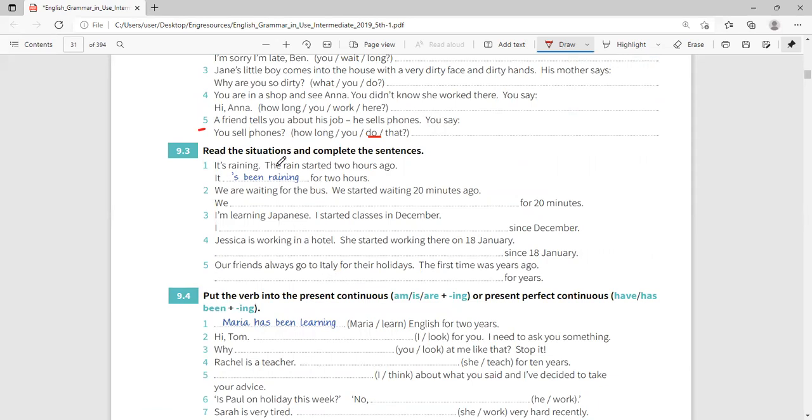Now, read the situations and complete the sentences. It's raining. The rain started 2 hours ago. It's been raining for 2 hours. We are waiting for the bus. We started waiting 20 minutes ago. So we've been waiting for 20 minutes. Yes, Sagal. 3.